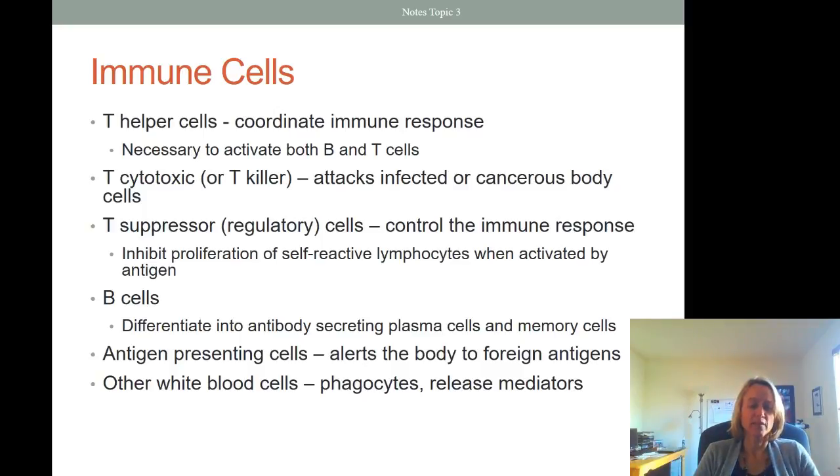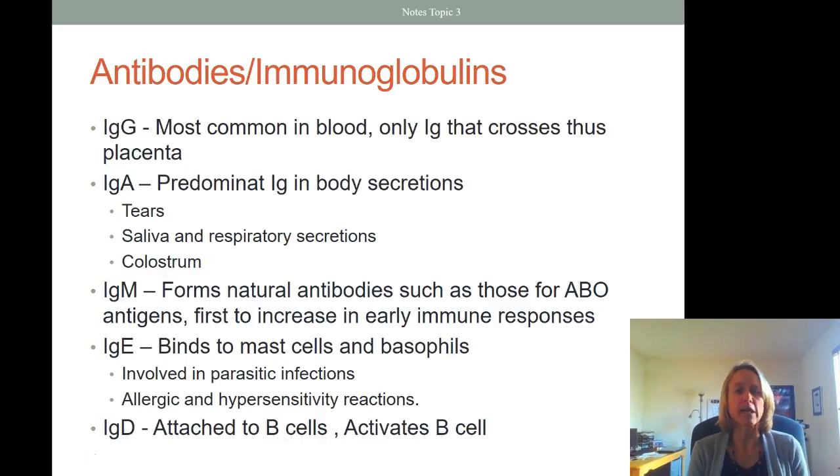Antigen-presenting cells, things like macrophages and dendritic cells, are phagocytic cells that gobble up the antigen and then present them to other white blood cells. And then other white blood cells such as phagocytes and NK cells can release various mediators promoting inflammation or activating other immune cells. Okay, let's talk about antibodies or immunoglobulins.